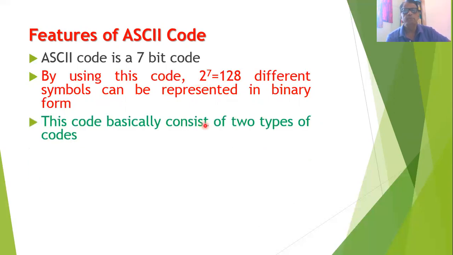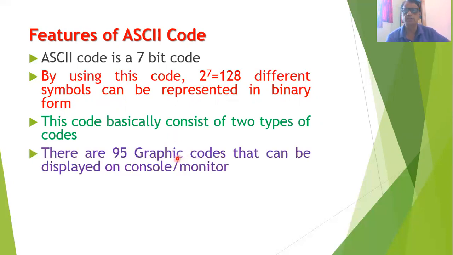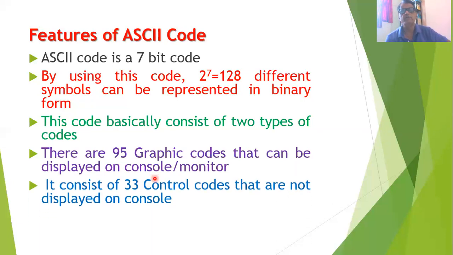This code basically consists of 2 types of codes. The first type is called graphic code, and there are about 95 different symbols or graphic codes available in ASCII, and these graphic codes can be easily displayed on the console or on your monitor screen. Apart from the 95 graphic codes, ASCII contains 33 control codes, and these 33 control codes are required for feeding the data, but they are not displayed on the console or on the monitor.